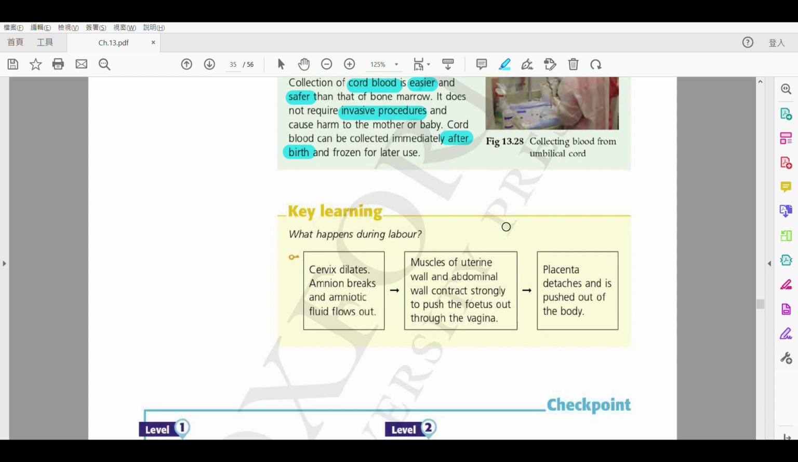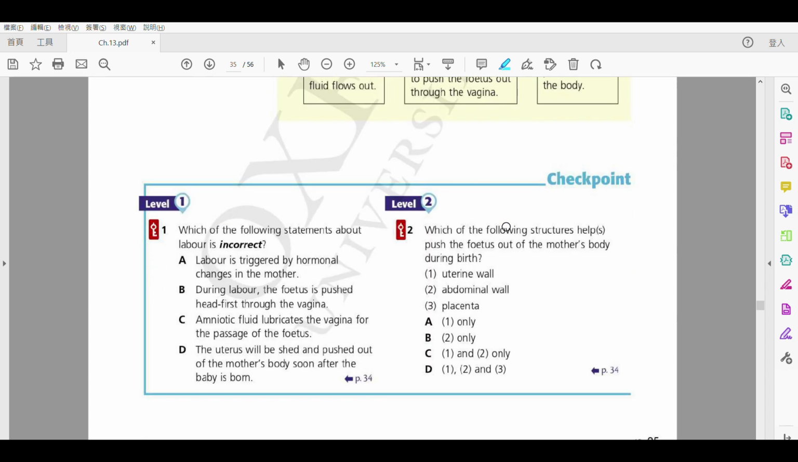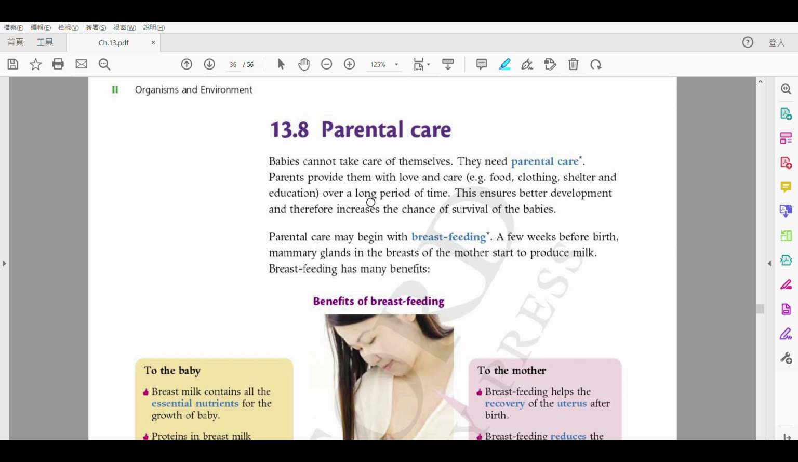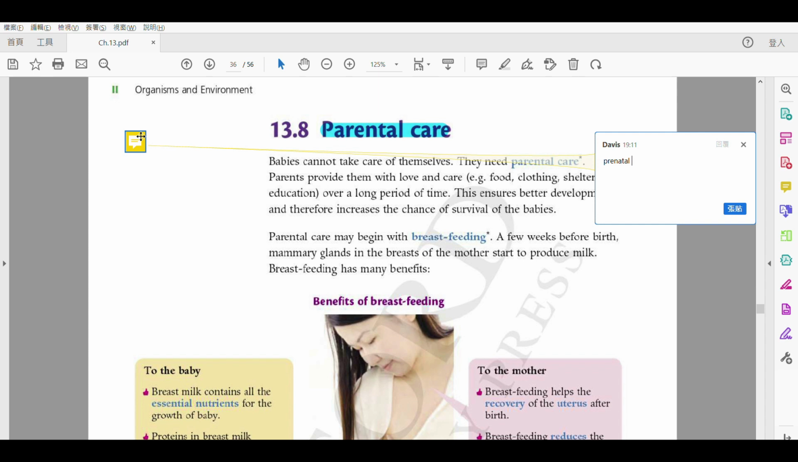So that's all for this birth process. There are 2 questions which are not too difficult, so I will skip it as well. So please do it yourself. And then the last one. So earlier we've said something like prenatal care, right? And this time after birth is called parental care. So prenatal is related to pregnant. This time, when we talk about parental, it's related to parents.